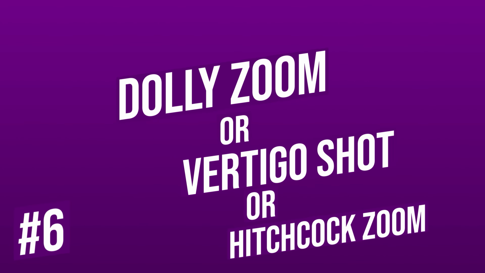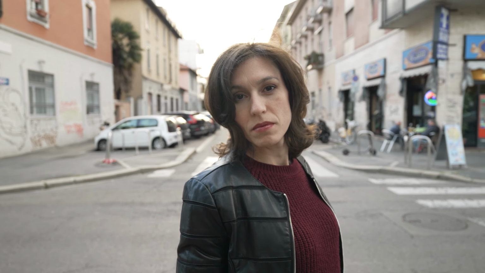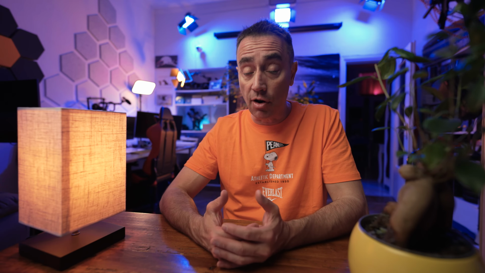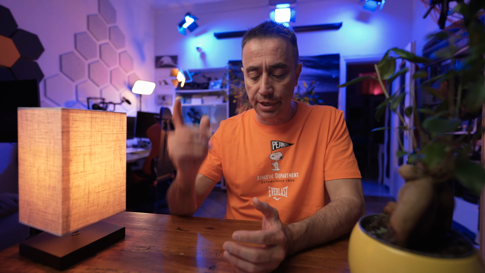A dolly zoom, also known as a vertigo shot or Hitchcock zoom, is a cinematic technique that creates a disorienting effect by simultaneously moving the camera forward or backward while zooming in or out, resulting in a change of perspective and a distorted sense of scale. I have an entire video of this effect that you can check out here or here.